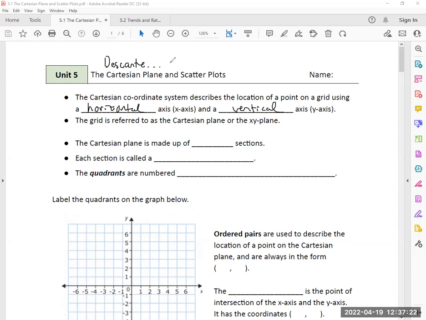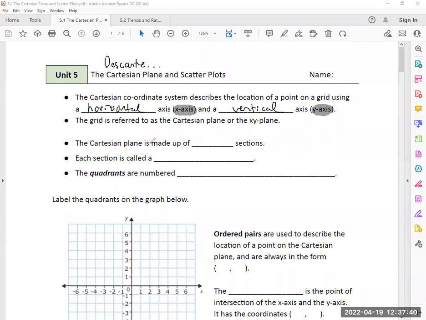But you have to recognize, this is something you have to memorize. Horizontal comes first. So the X comes first. Vertical comes second. So the Y comes second. What do we mean by that? You'll see when we start writing some numbers down.